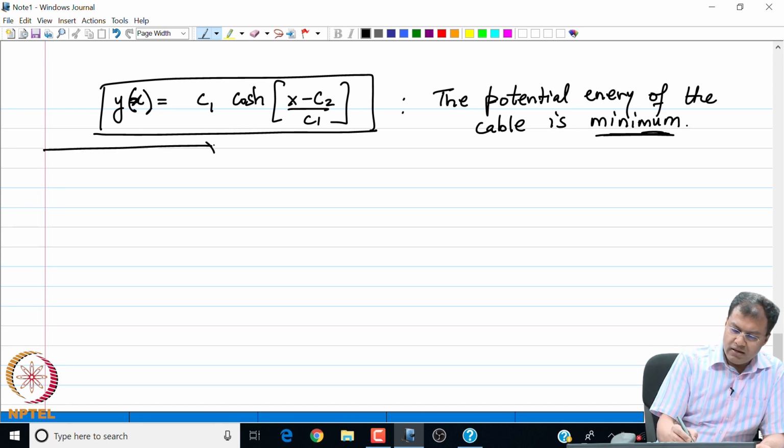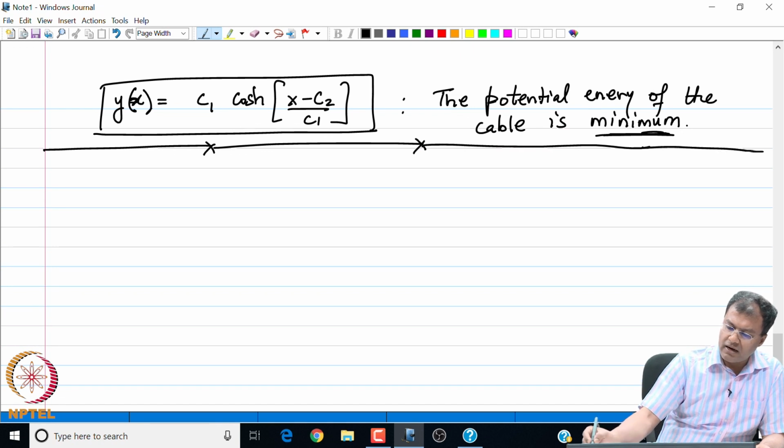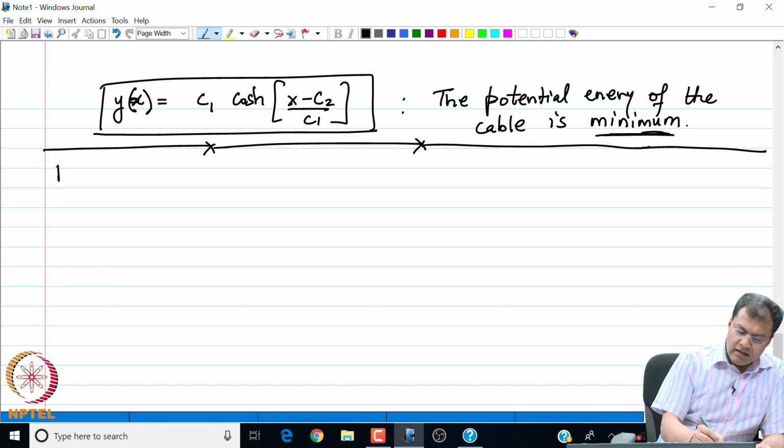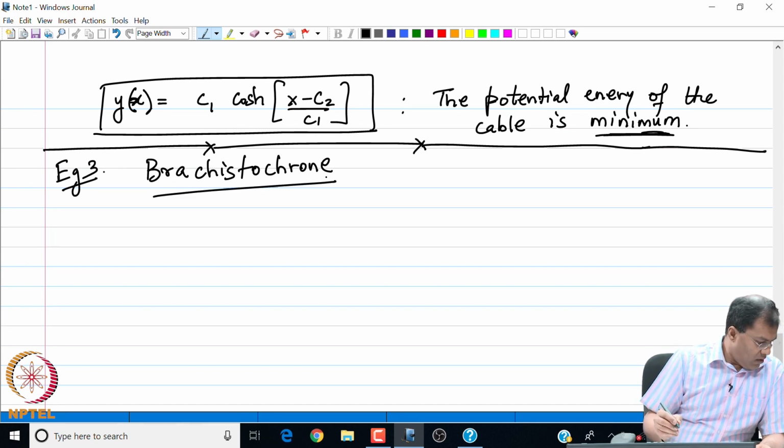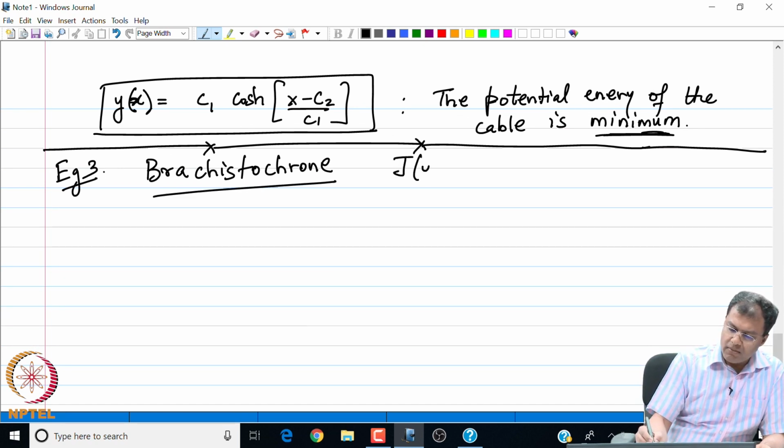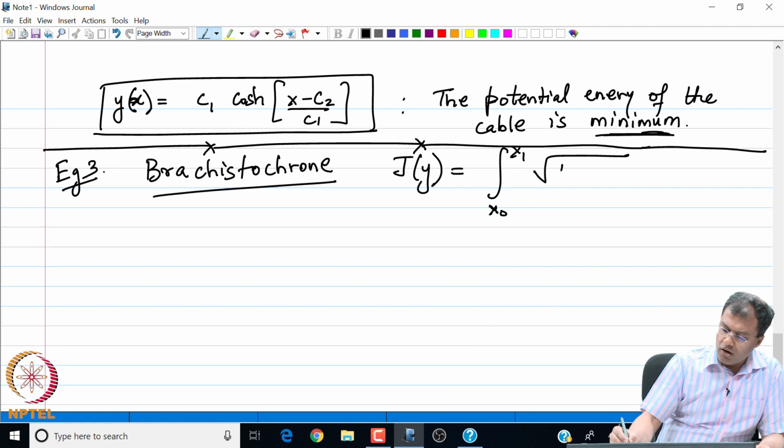Let me look at another case study or example that I have described in my first lecture, that is the example of brachistochrone. Okay. So, let me just revisit that problem. The problem involved a functional. I am not going to write the entire detail of this problem, but just the functional. The functional in this case involved an integral of the following form. It involved the square root of 1 plus y prime square divided by square root of y, dx.